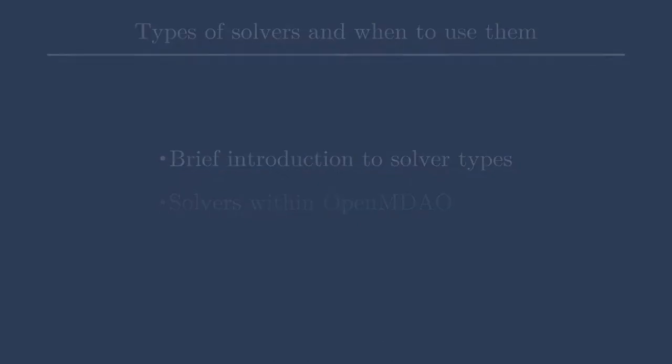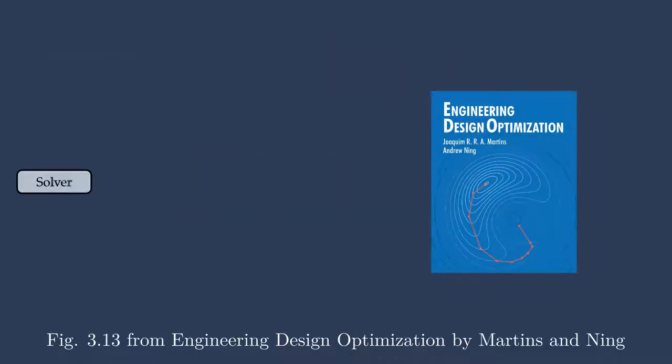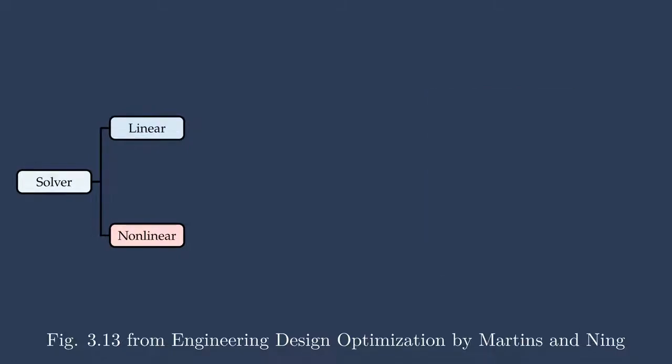So first, I will pull up a graphic that comes from the Engineering Design Optimization textbook by Joaquim Martins and Andrew Ning. I will build this diagram out piece by piece, starting with the left-hand side. Here we have the idea of a solver, and they come in both linear and nonlinear flavors.